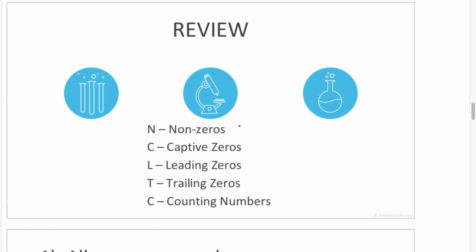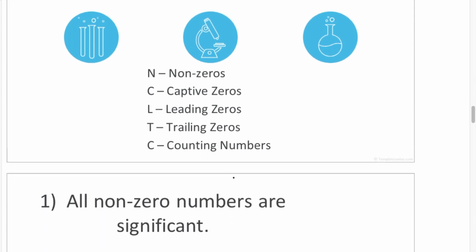So to review, non-zeros always count, captive zeros always count, leading zeros never count, but trailing zeros only count when there's a decimal present. And that's how we count the number of significant digits.